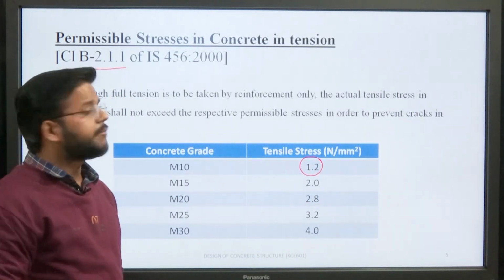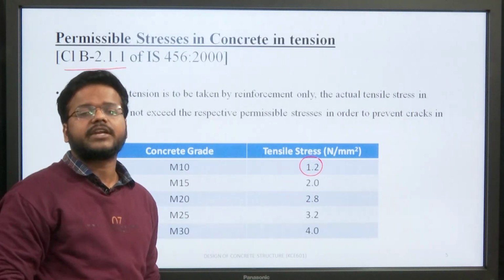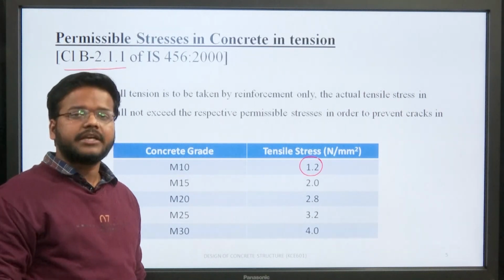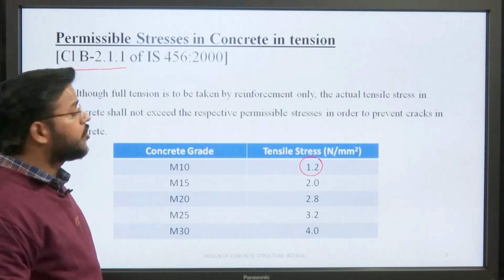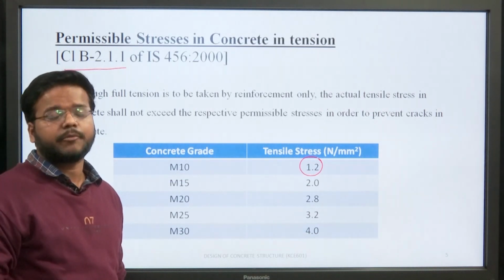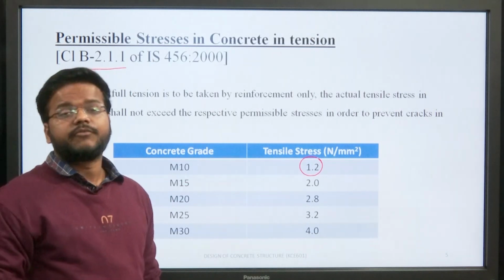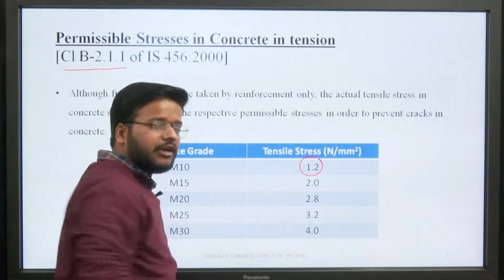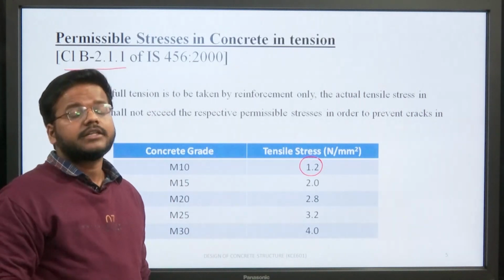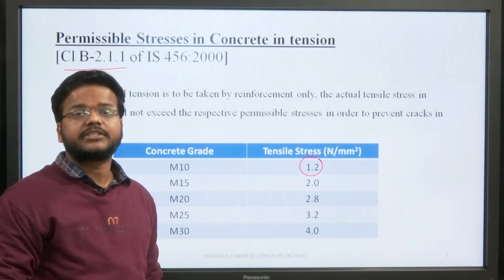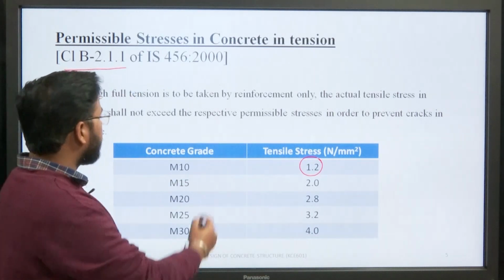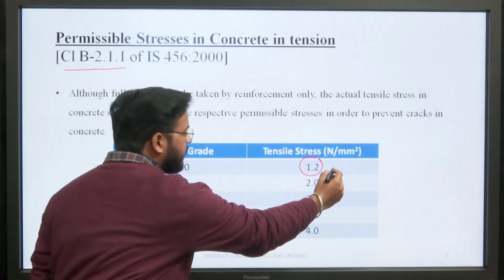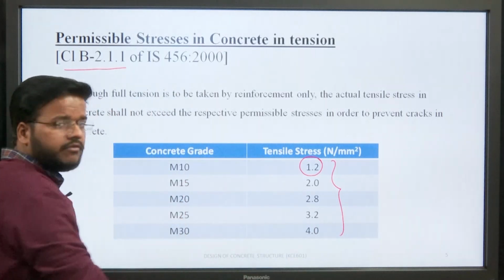Although it is mentioned that concrete will not take any tensile stress, in general the tensile stress is always present. So, it should not happen that any crack develops, because we know that concrete is very weak in tension and very strong in compression. If tensile stress exceeds this value, there may be a possibility of a crack being generated at that place. So, this value is given so that the tensile stresses in concrete should not exceed these values for these different grades of concrete.